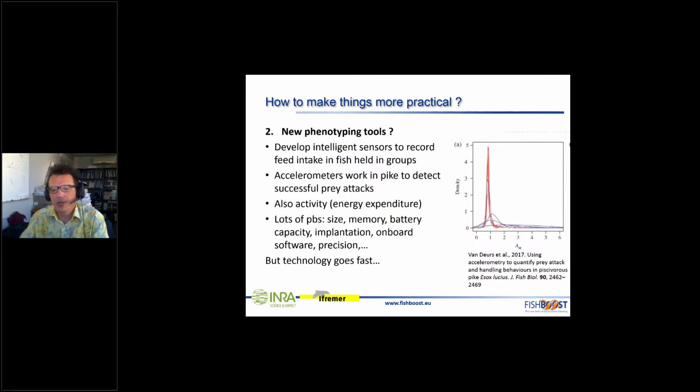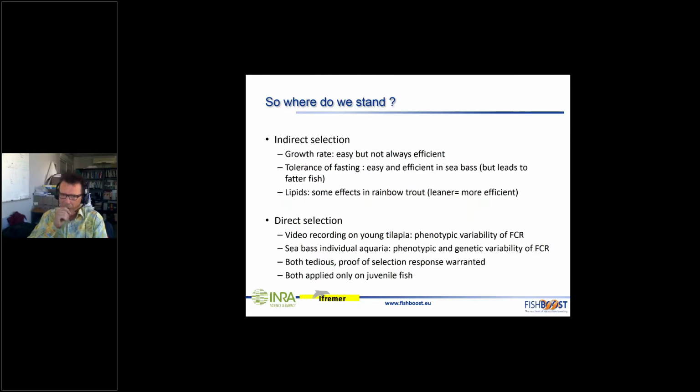But technology goes fast, and I think that in the future we may have some possibilities with this type of device. So, if I want to summarize, where do we stand now? In terms of indirect selection, growth rate, it's easy, everybody does it, but we are not sure that it's always efficient in all species. Tolerance of fasting, we have proven that it's easy to implement and efficient in sea bass, but it leads to fatter fish.